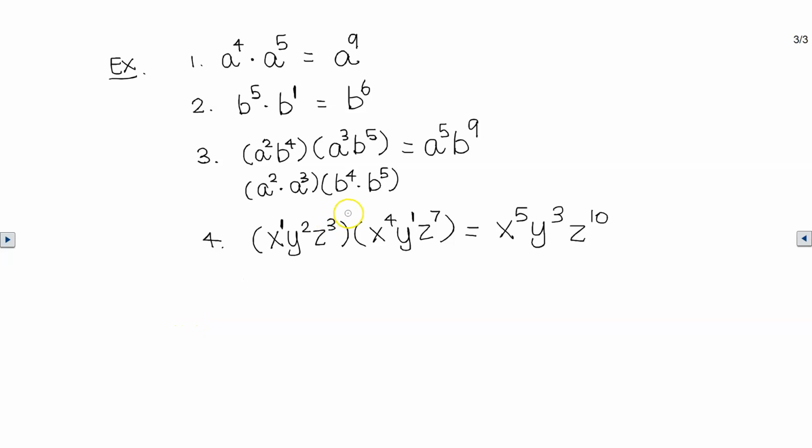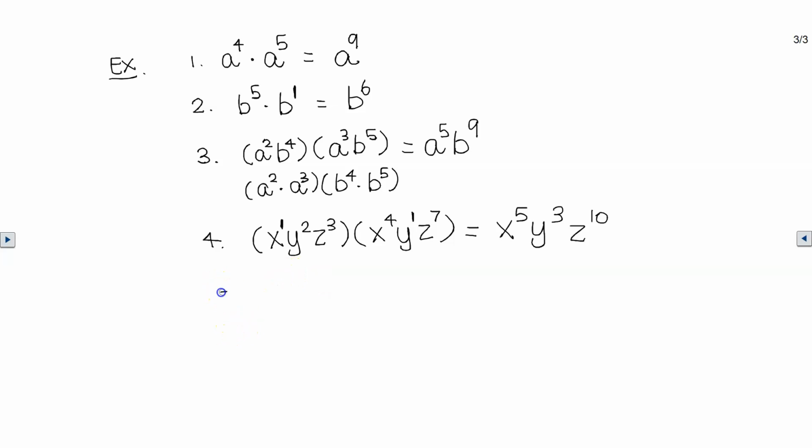So the product rule applies to all multiplication problems. And what it says you should do is that you should add the exponents that are on the same base. So use that product rule, adding the exponents for each base that's in the problem.